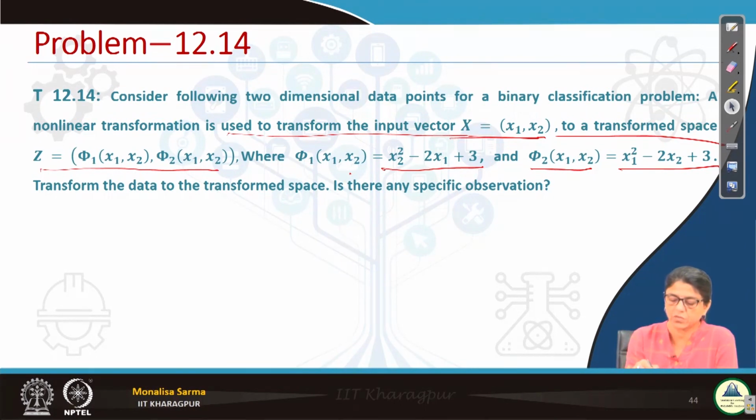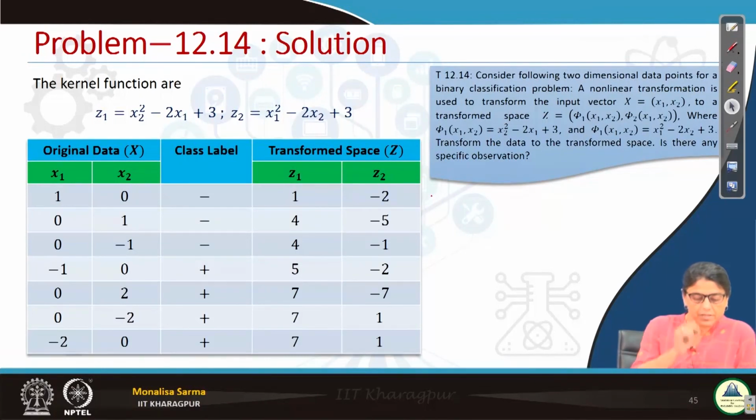This whole thing we are transforming using phi 1 of x1, x2 to a different dimension, and this other thing using phi 2 to a different function. Transform the data to the transform space. Is there any specific observation? Okay, so this is my original data, x1 and x2, and the class labels are also given.